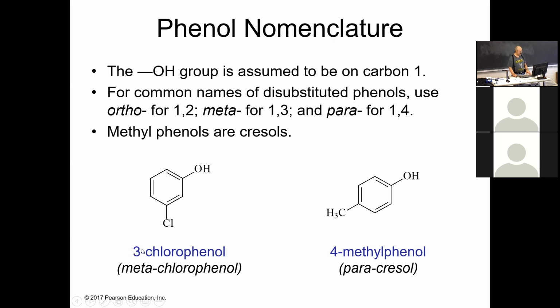So in the IUPAC, this is 3-chlorophenol. I'm just going to ask for IUPAC, but you may come across these common names. It's metachlorophenol. Meta means it's 1,3 disubstituted. This is 4-methylphenol or paracresol.